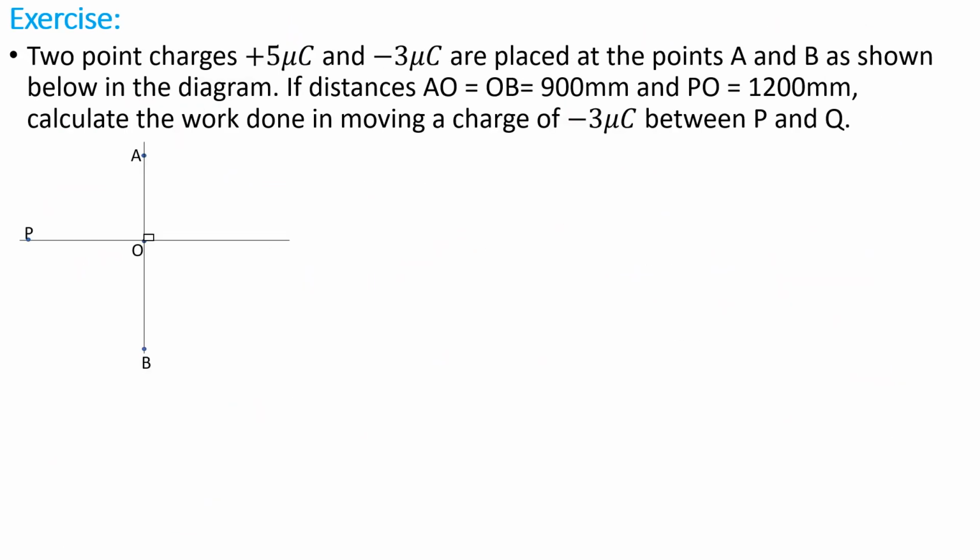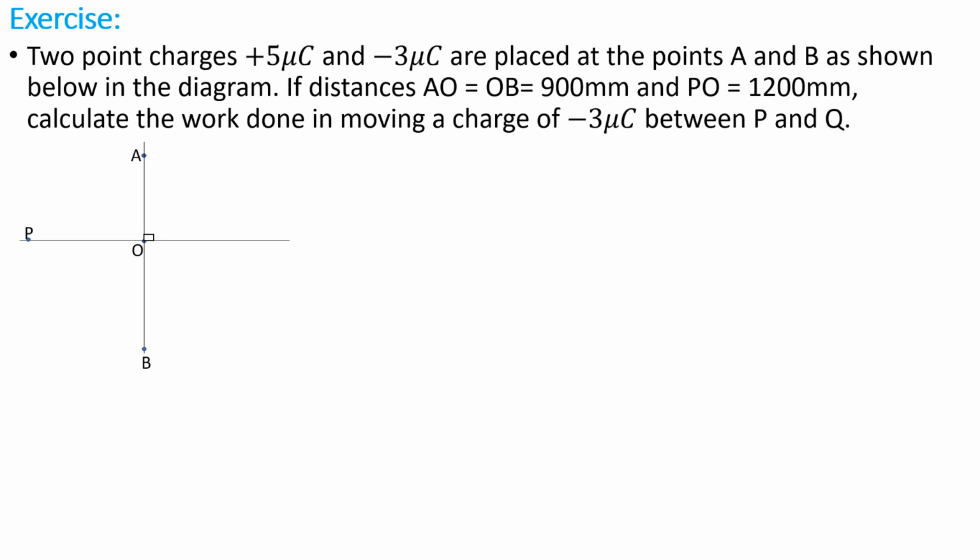Having seen how we can calculate the electric potential energy from the previous examples, here comes the exercise for you. It reads: 2 point charges, positive 5 microcoulomb and negative 3 microcoulomb, are placed at points A and B as shown below in the diagram. Distances OA and OB are 900 millimeters and PO is 1200 millimeters. Calculate the work done in moving a charge of negative 3 microcoulomb between points P and Q.